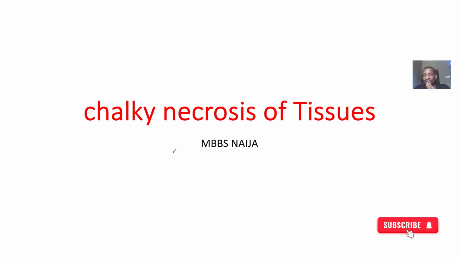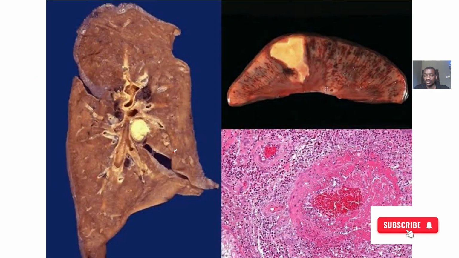Now we're going to talk about a type of necrosis. That's a type of tissue damage. When tissues are damaged, how can you spot it? That is what is known as chalky necrosis of tissues. That means tissues died and they're becoming whitish like chalk.